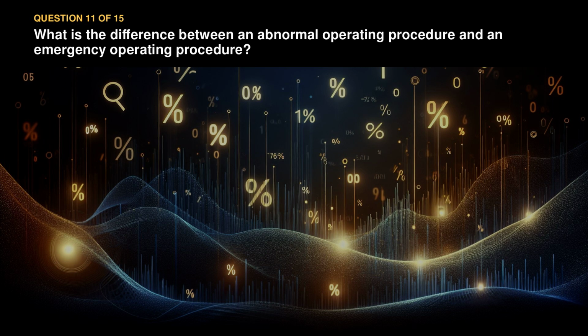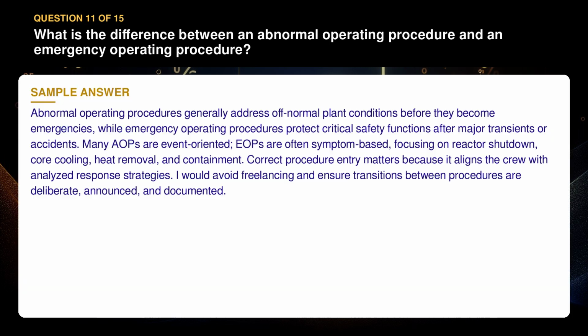Question 11. What is the difference between an abnormal operating procedure and an emergency operating procedure? Abnormal operating procedures generally address off-normal plant conditions before they become emergencies, while emergency operating procedures protect critical safety functions after major transients or accidents. Many AOPs are event-oriented. EOPs are often symptom-based, focusing on reactor shutdown, core cooling, heat removal, and containment.